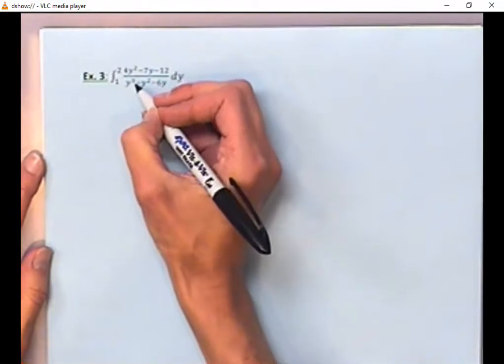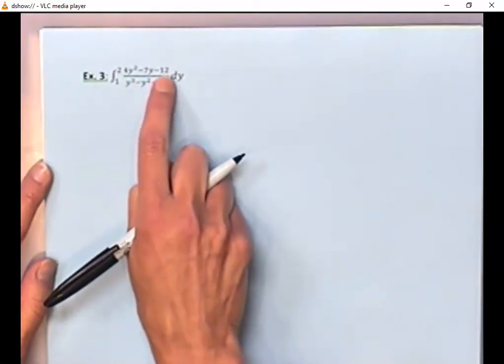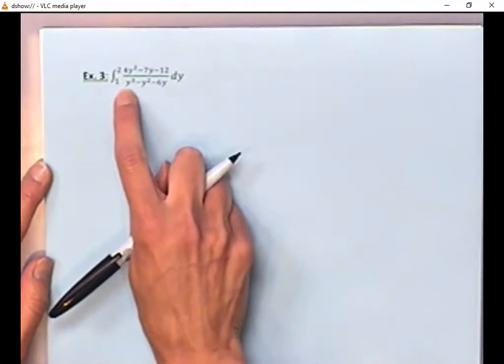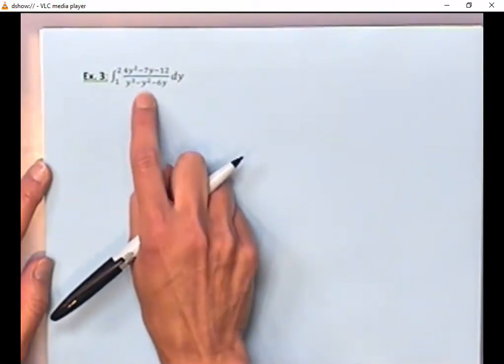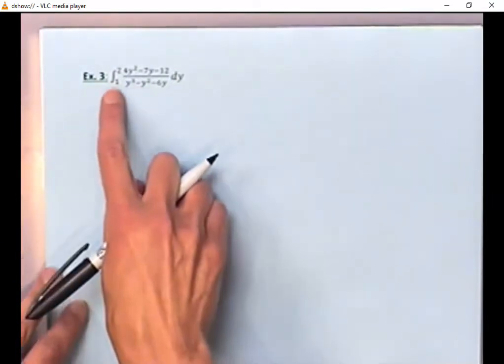Yeah, so when the top is smaller than the bottom degree, then you don't need to do long division. Okay, so 4y squared minus 7y minus 12. And then on the bottom, it's y cubed minus y squared minus 6y. And there are limits on this one from 1 to 2.